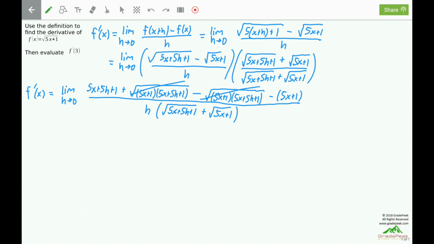Our next step in the numerator is to distribute the minus sign into this expression here on the end, so that we can combine together like terms. And we will have the limit as h goes to 0 of 5x plus 5h plus 1 minus 5x minus 1, all this over h times the root of 5x plus 5h plus 1 plus the root of 5x plus 1.